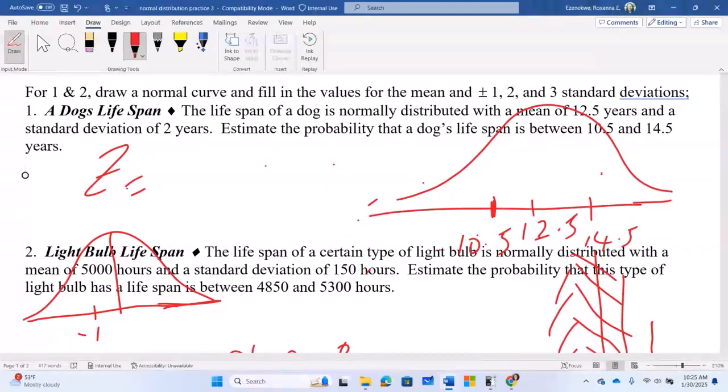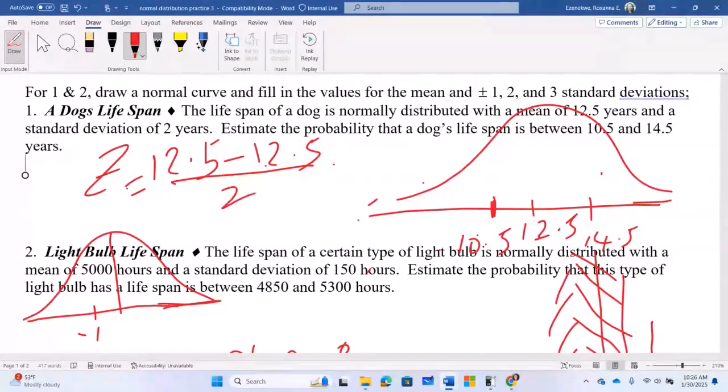And the mean is 12.5. Okay, the mean is 12.5 minus mean 12.5 divided by standard deviation 2. Mean minus mean is 0. 0 in the numerator. So I have 0 divided by 2. 0 divided by 2 is 0. Therefore, in the standard normal curve, I'll write 0 here. This tells us that the mean of any standard normal distribution is 0. When you standardize the mean, you get a 0.